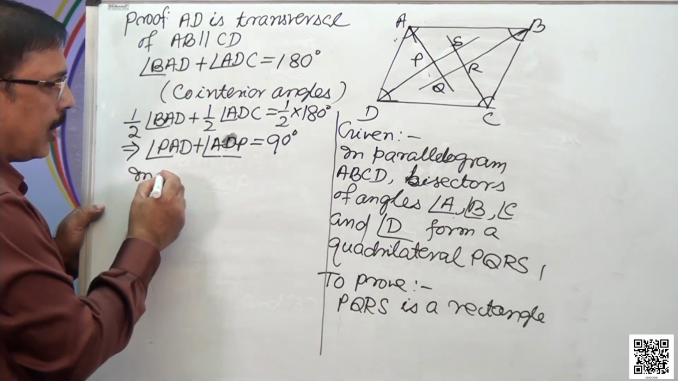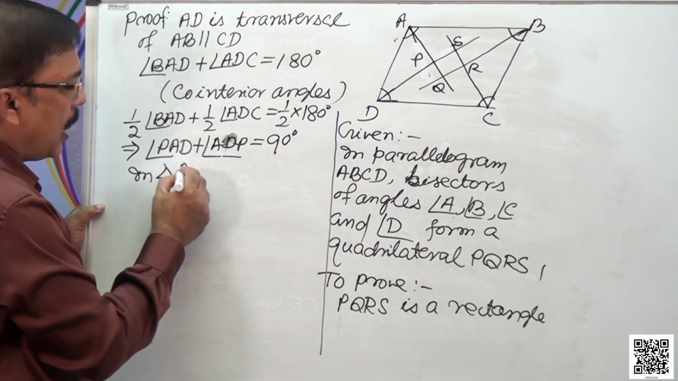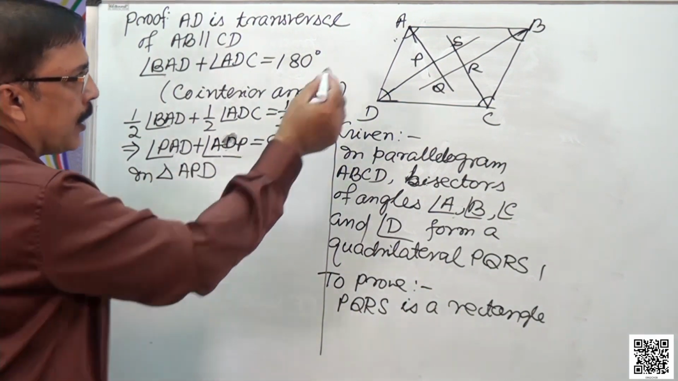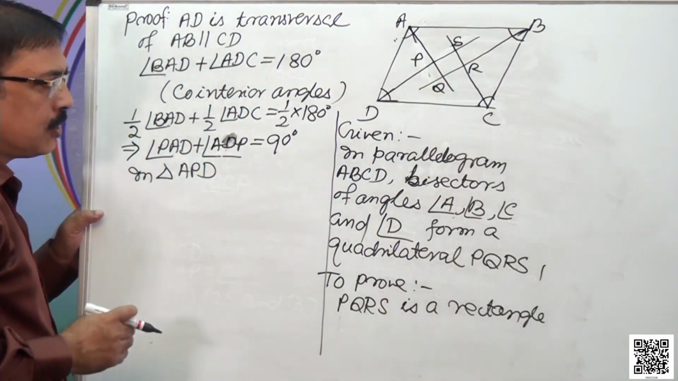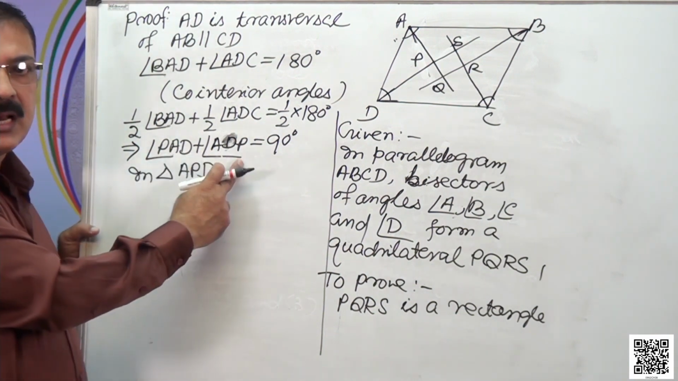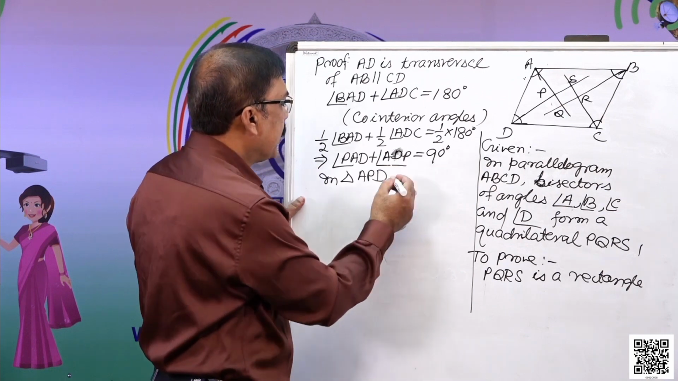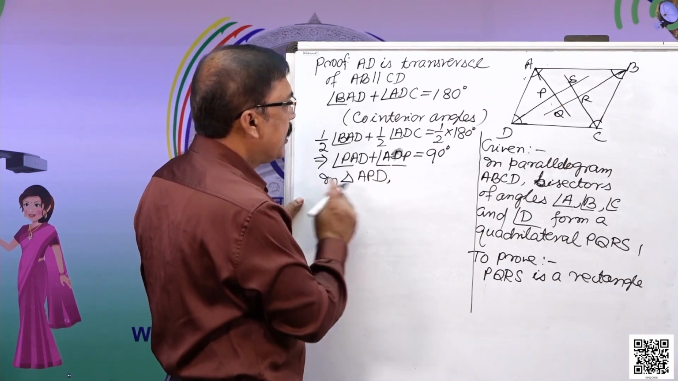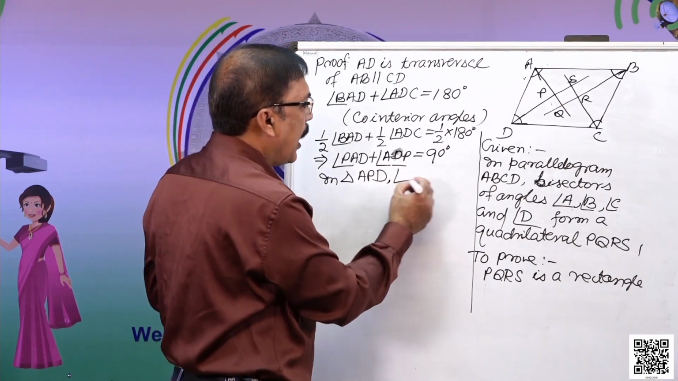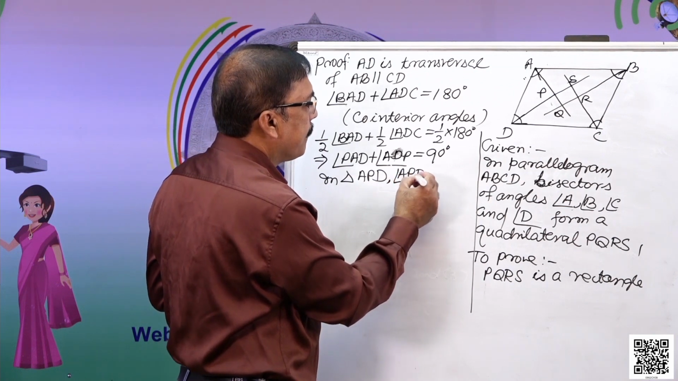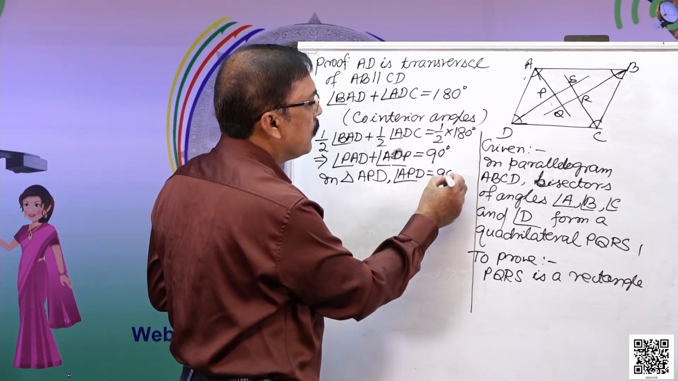So in triangle APD, the sum of two angles is 90 degrees. So the third angle must be 90 degrees. So we can write in triangle APD, angle APD is equal to 90 degrees.